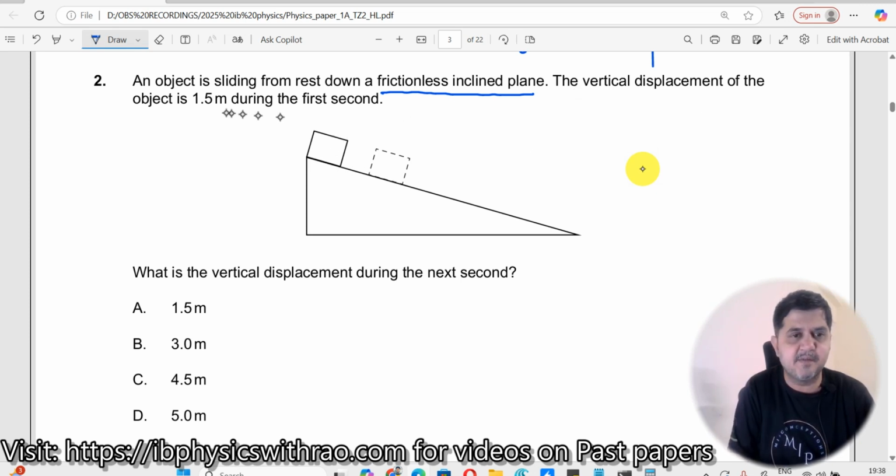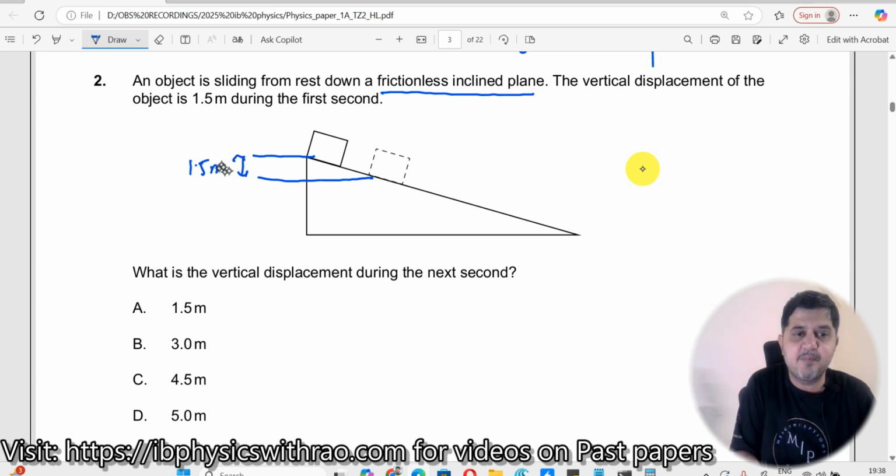The vertical displacement of the object is 1.5 meters during the first second. The misconception here is that you will always consider this as your 1.5 meter. That is not 1.5 meter. The 1.5 meter is nothing but this height to this height. So this height, the vertical displacement, is your 1.5 meter.